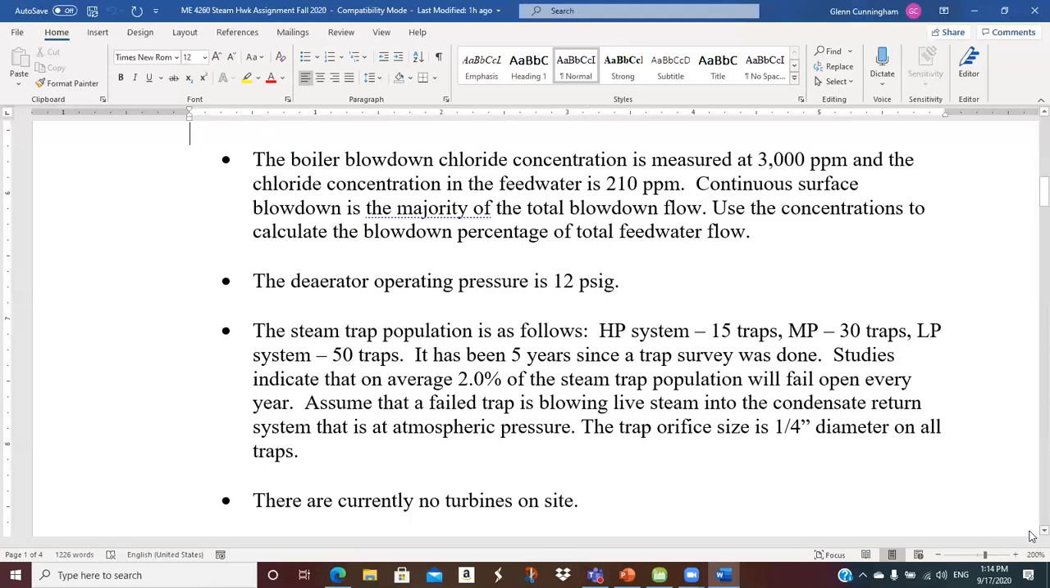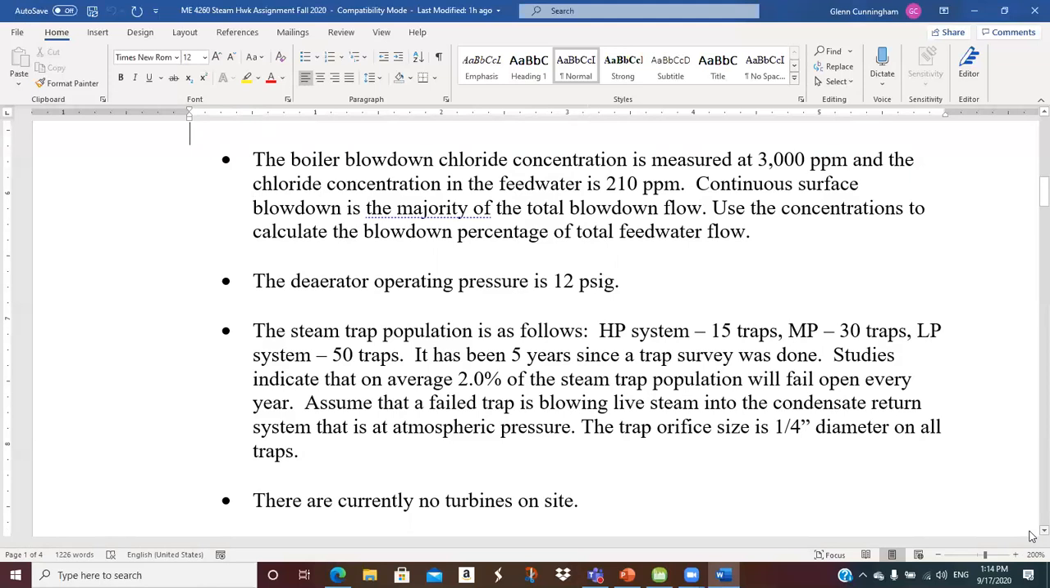Steam traps. High pressure system, you got 15 traps. MP system, you got 30 traps. LP system, you got 50 traps. It's been 5 years since we looked at those steam traps. Studies indicate on average 2% of the steam trap population will fail every year. Assume that a failed trap is blowing live steam into the condensate return system that is at atmospheric pressure. The trap orifice size is 1/4 inch diameter on all traps.